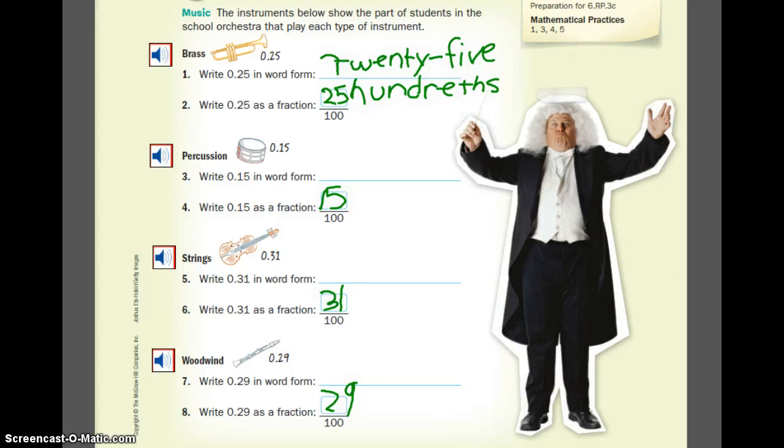Yes, you can simplify the first one and the second one, the brass and the percussion. Anything else? No, I think that's it. Okay, so why can't you do the strings and the woodwind? Because they're prime numbers. Very good. Awesome. Thank you so much for participating, Josh.